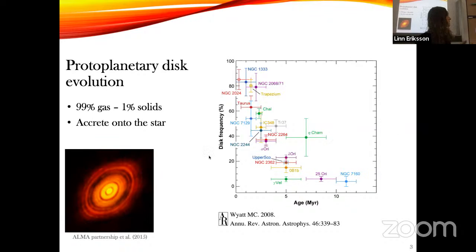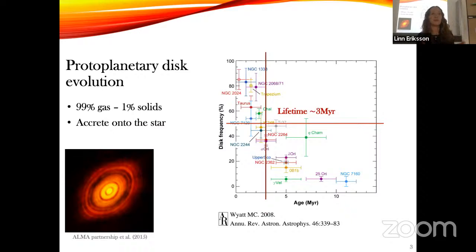It basically tells you, for a young stellar cluster, what is the fraction of these stars that has disks around them as a function of the cluster age. And if we look at 50%, we find that the average lifetime is somewhere around 3 million years. So that's basically the time we have to form our gas giants, because after that, there is no more gas around, so no more planets to form.